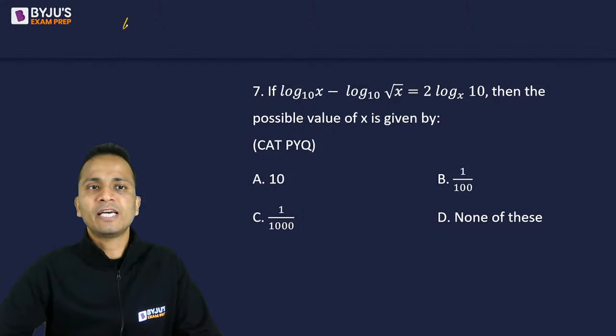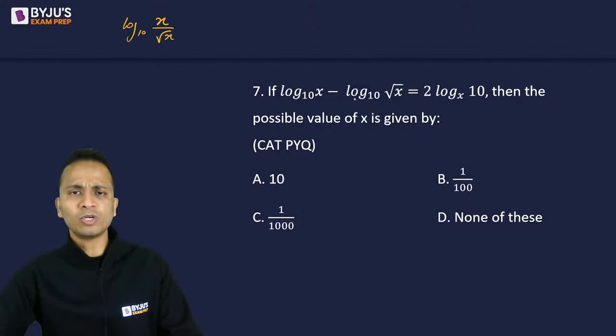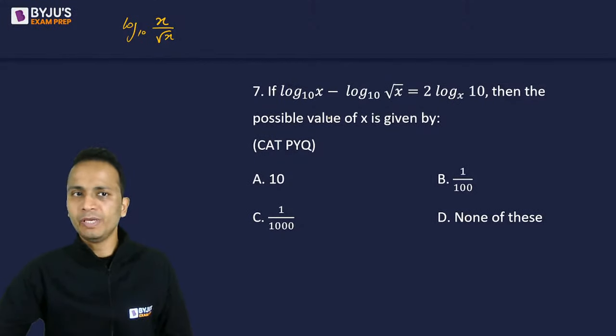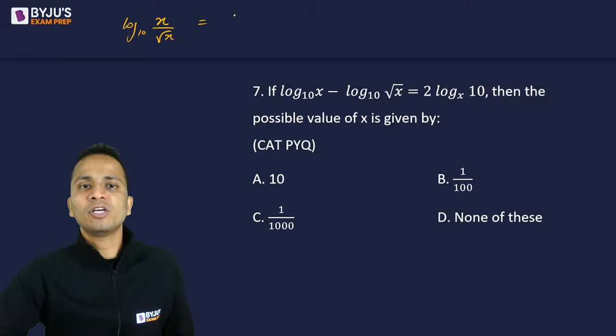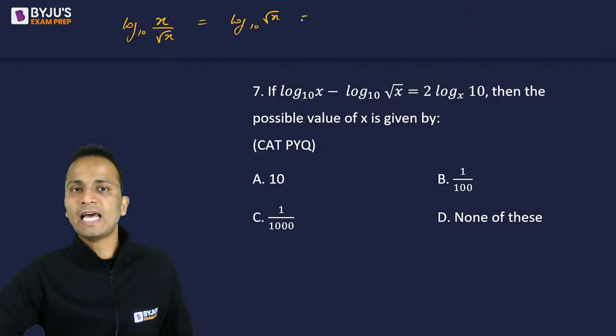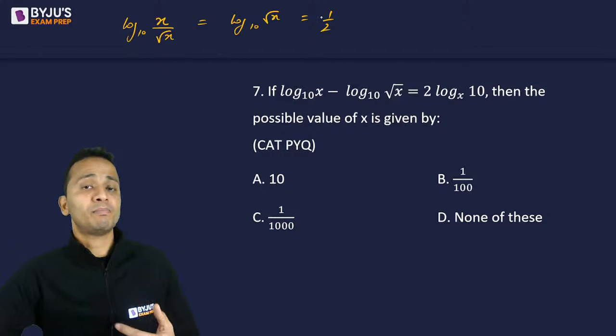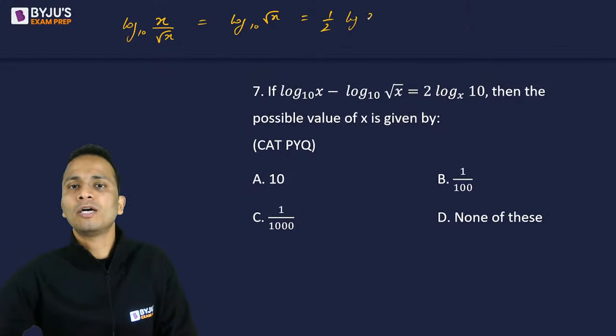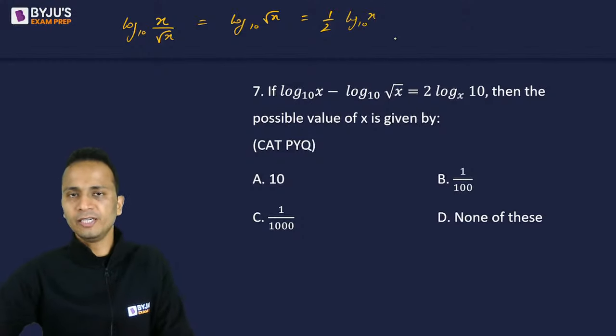So first of all, left hand side, log x upon root x to the base 10. I have combined these two terms. Log a minus log b can be written as log a upon b, okay, which can further be written as log of root x to the base 10. All right, which can be written as root x power of x is half, so half will come in front. Log x to the base 10. ठीक है? Right? So this is the left hand side.